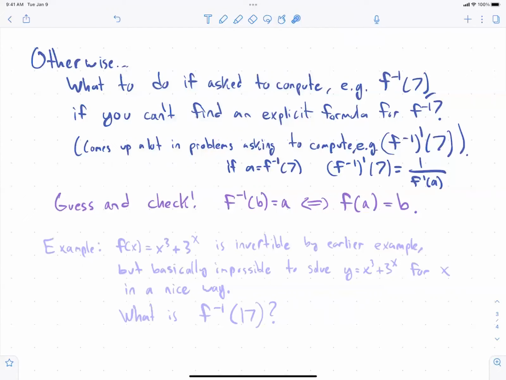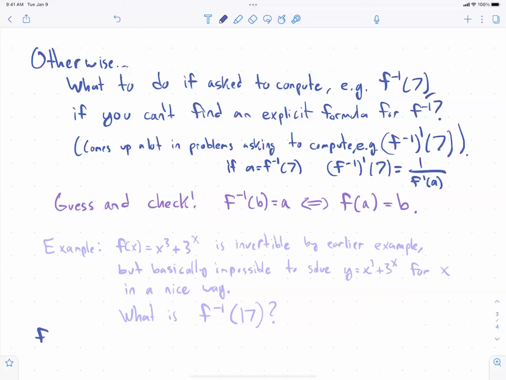So if we go back to the earlier example, f of x equals x cubed plus 3 to the x, we saw this was invertible, but it's basically impossible to solve y equals x cubed plus 3 to the x for x in a nice way. So there's no way to write a good simple formula for the inverse function. But I might still ask you to compute f inverse of 17. To do that, you're just looking for some value x you can plug into f of x that gives you 17.